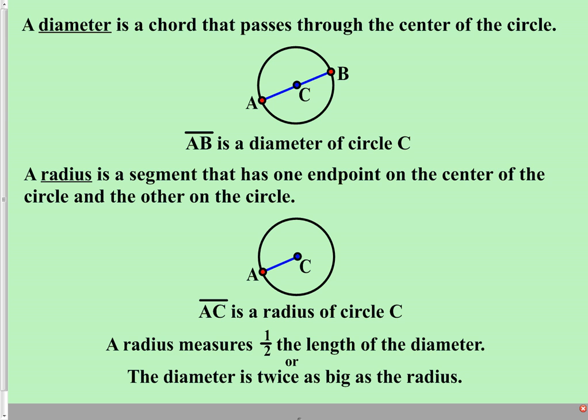Okay. Another way to think about that is that the diameter, as it passes all the way across the space of the circle, will measure twice as big as the radius. Okay, so two different ways to think about it. I don't care which way you remember it as long as you get it remembered. Diameter is twice as big as the radius, or the radius is half as large as the diameter.